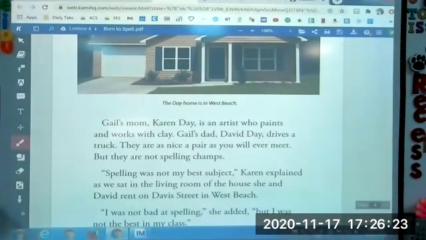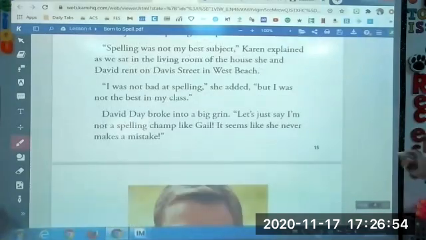Gail's mom, Karen Day, is an artist who paints and works with clay. Gail's dad, David Day, drives a truck. They are as nice a pair as you will ever meet, but they are not spelling champs. Spelling was not my best subject, Karen explained, as we sat in the living room of the house she and David rent on Davis Street in West Beach. I was not bad at spelling, she added, but I was not the best in my class.